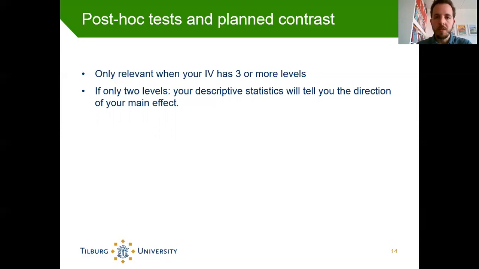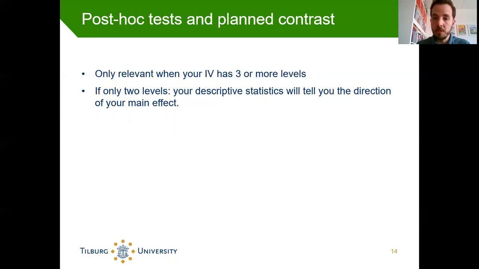This is only relevant when you have 3 or more levels. So if you have only 2 levels, say you're only comparing 2 groups, then already you will know that those 2 groups differ, right? Because that's the only comparison that there is. And if you look at your descriptive statistics, so the averages per condition, then you already know which group is higher, which group is lower. So you already know the direction of your effect.